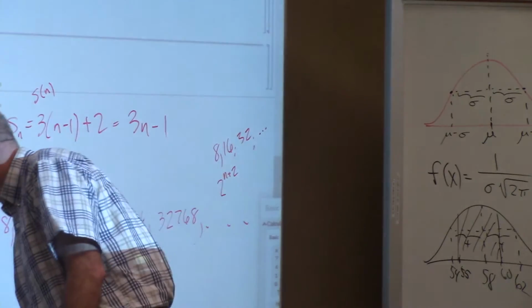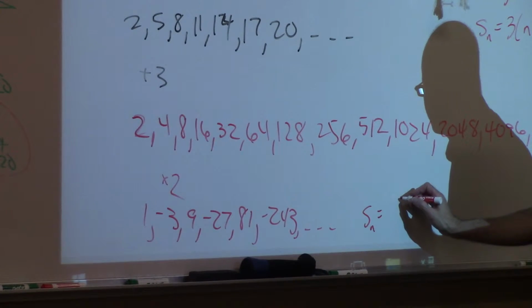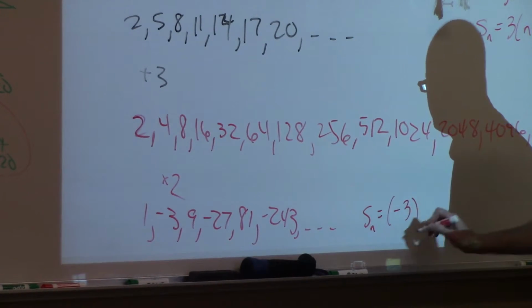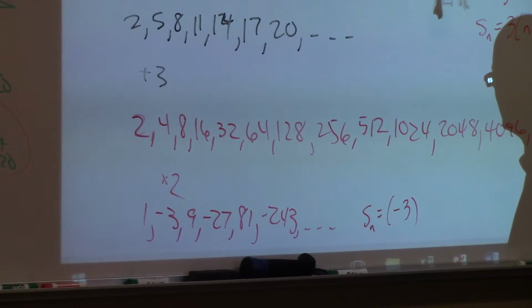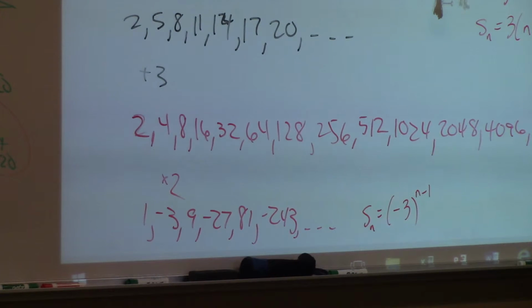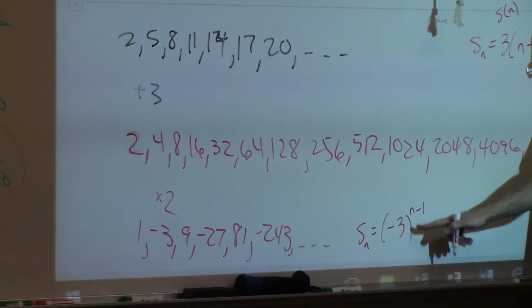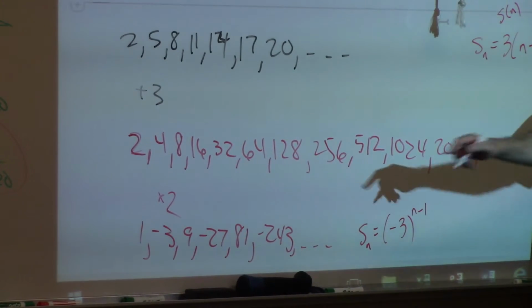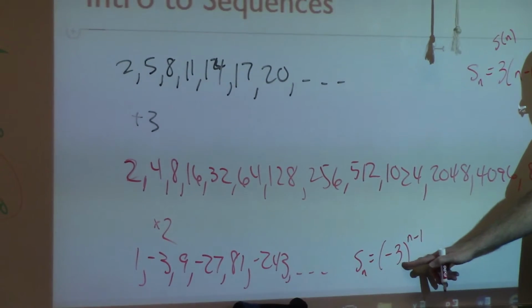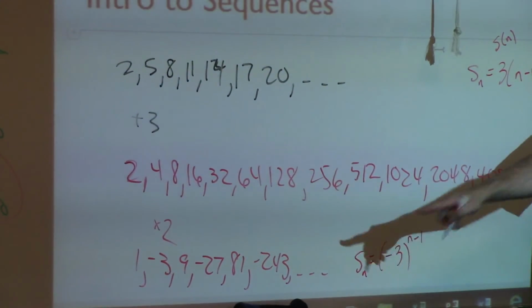What about this one? Well, the common ratio is -3. So I'm probably going to want a -3 to the n in here. But if I want it to equal +1 when n is 1, I think I better do this. Then when n is 1, this is -3 to the 0 power, which is 1. When n is 2, this is -3 to the first power, which is -3. When n is 3, it's -3 to the second power, which is +9. There's a formula for that.